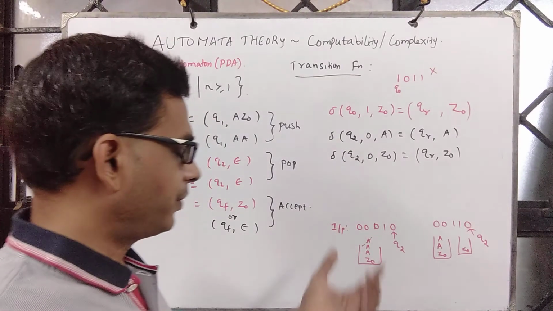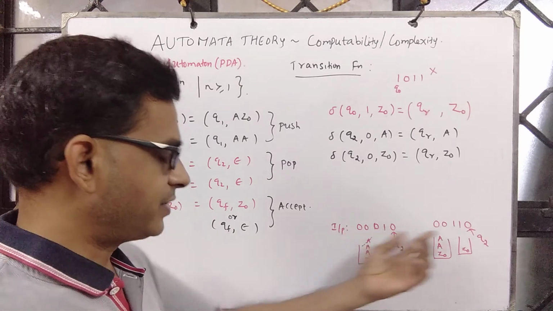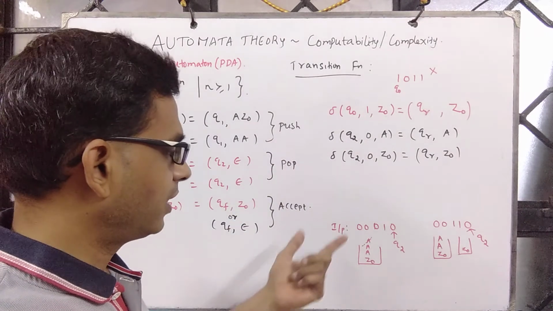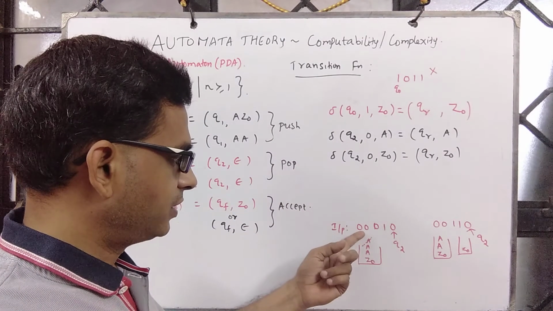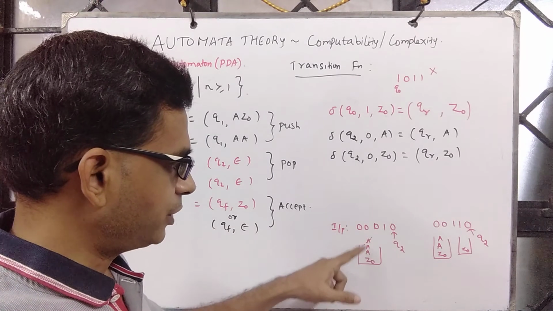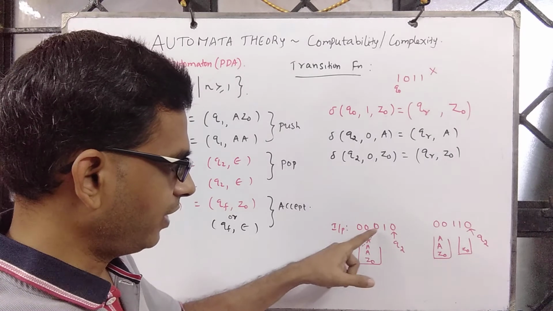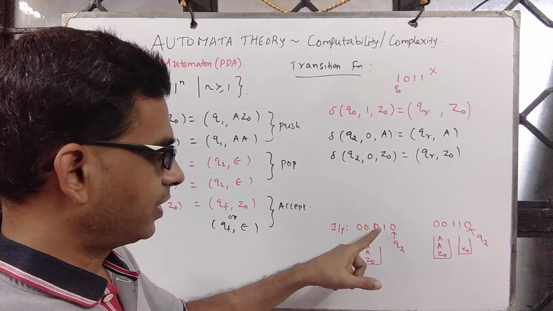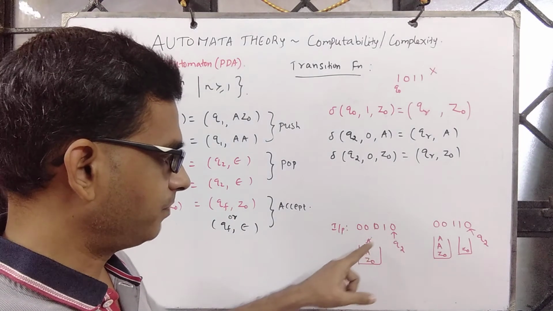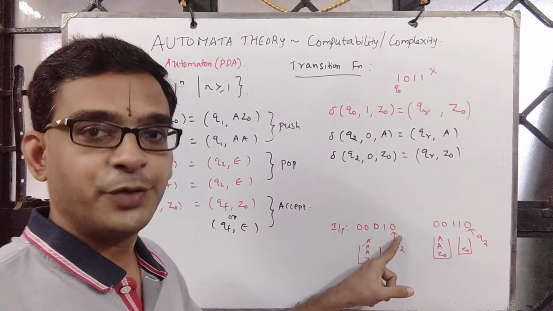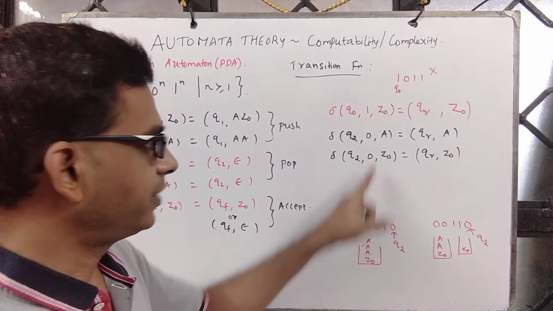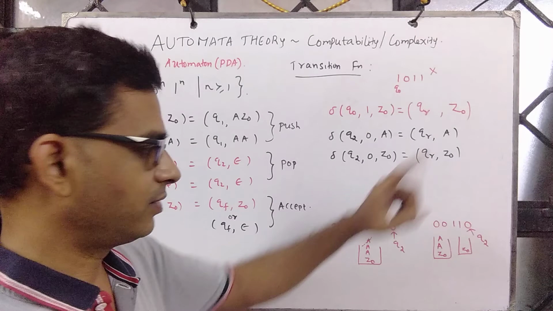I am giving you an example of an invalid string, which will depict these two. Suppose the input is 000 followed by 10. The first 0 you read and you push, you go to Q1, then you push one more A, you are in Q1. Then in Q1, on reading 1, you go to Q2 and pop 1 A. Then you are still in Q2. You are in Q2, you are reading a 0, the top of the stack symbol is A, so it has to be rejected. So we go to QR.